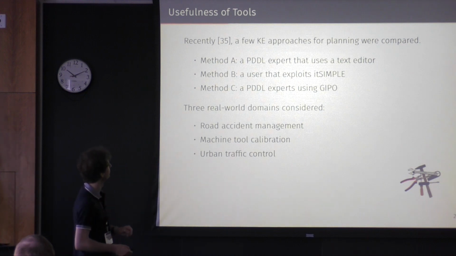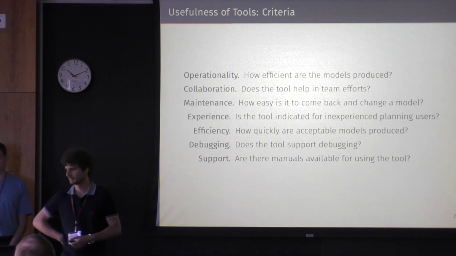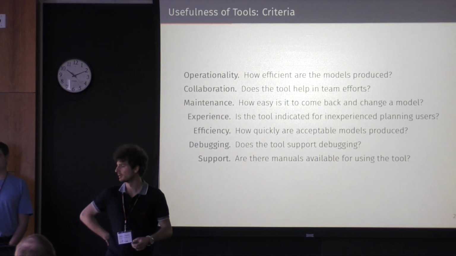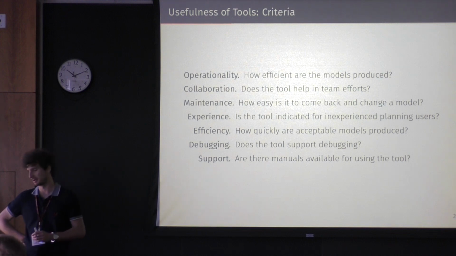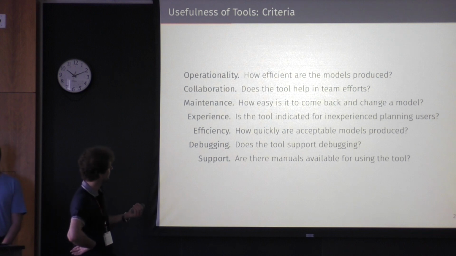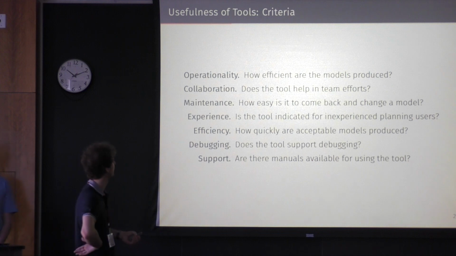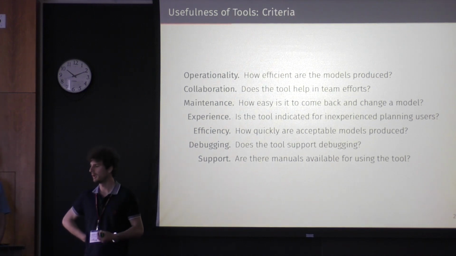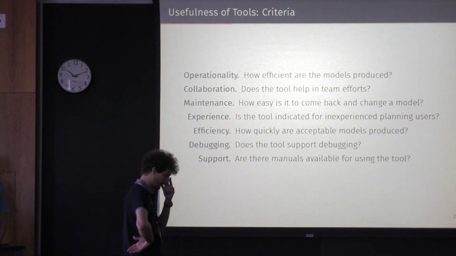Okay, these were the 3 real world domains, and we considered a number of criteria which clearly must be related also to some of the properties of the domain models, or can be some sort of false friend also. One is operationality, so how efficient are the models which are produced, and that clearly can be checked by using some planners. Or collaboration, so does the tool help team efforts?